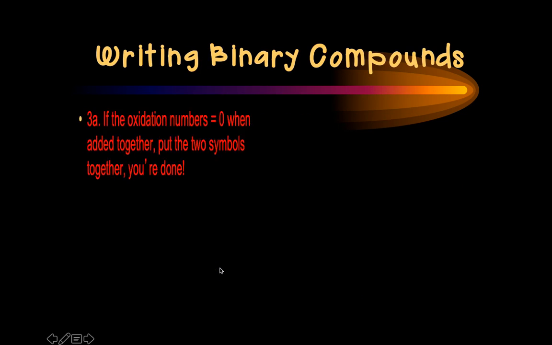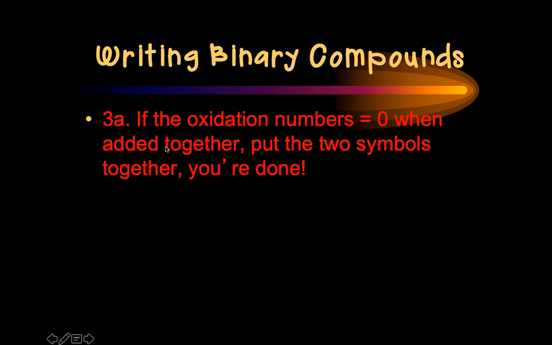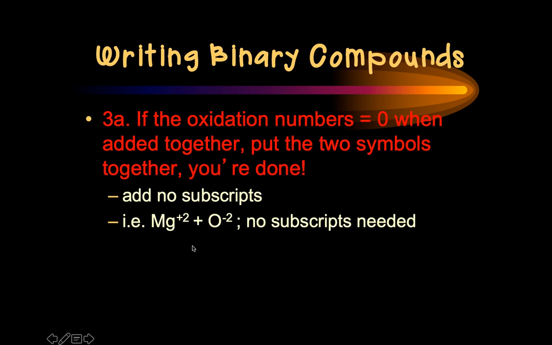Okay, so back to this idea. Step 1 was symbol and charge of the positive word. Step 2 was symbol and charge of the negative word. Step 3A is, if the oxidation numbers already equal 0, then you just put the 2 symbols together and you're done. So you don't need any subscripts. For example, Mg is a +2 charge on the periodic table, oxygen is a -2. So they are a perfect match. You would just need 1 Mg, 1 O, put the 2 symbols together and you're done.